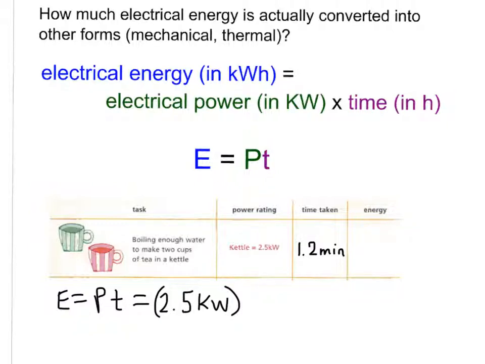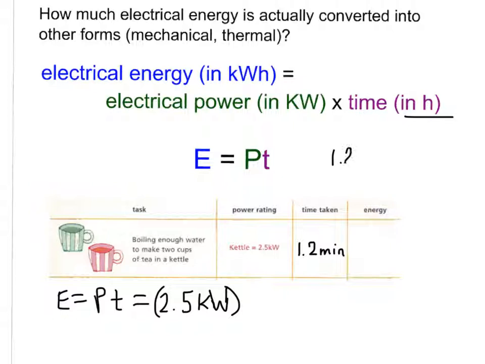My kettle has a power rating of 2.5 kilowatts. And the time it takes to do this task is 1.2 minutes. Now remember, I need to have time in this equation in hours. So you can either convert it all in one shot here, or you can convert it separately.